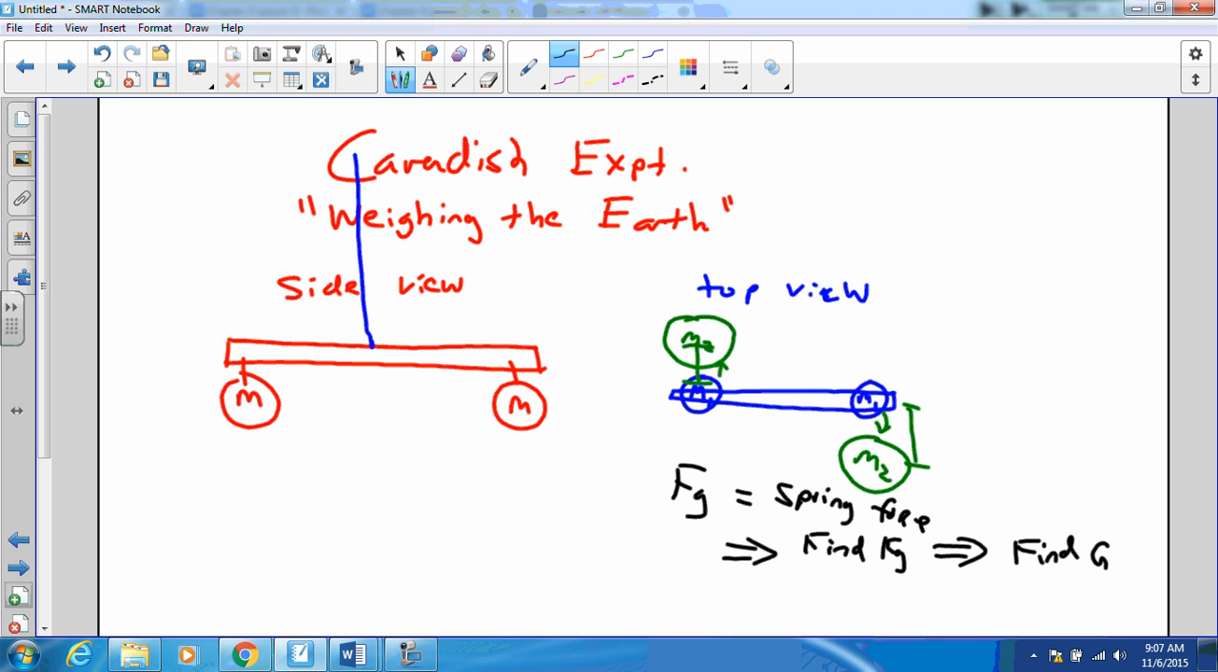This happened 117 years after Newton provided his universal gravitational law. So for years and years, all we knew was the product of G times the mass of the Earth. And we didn't know either value separately.